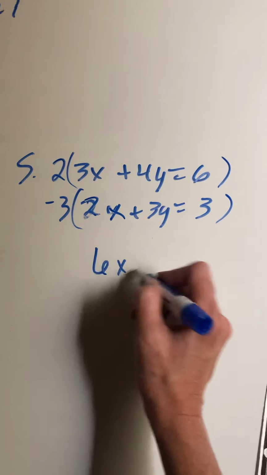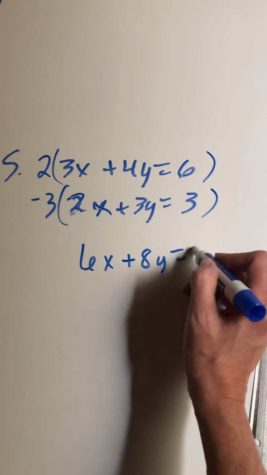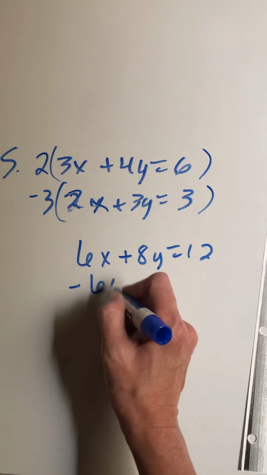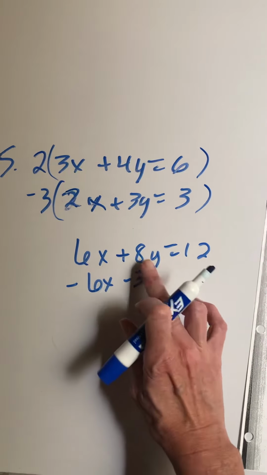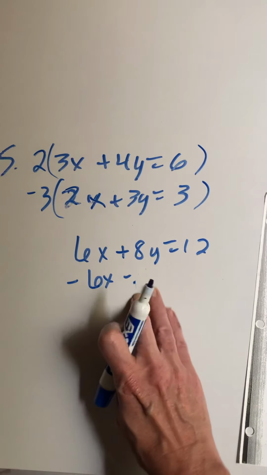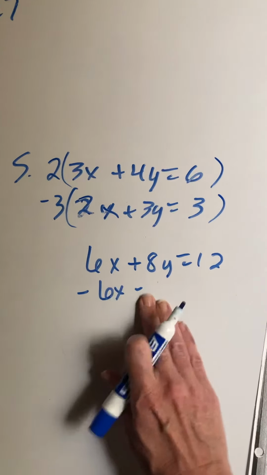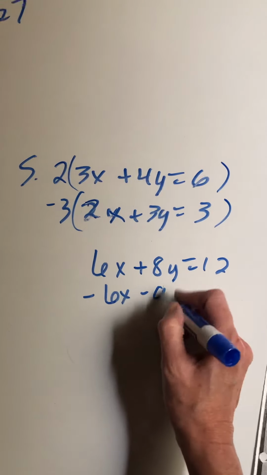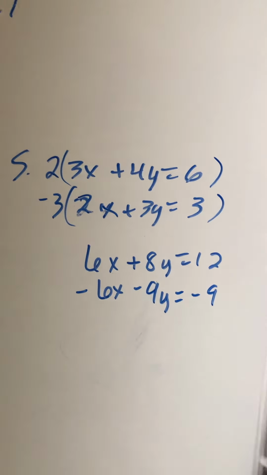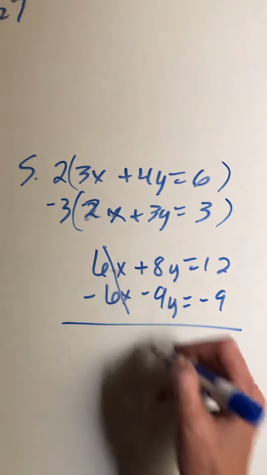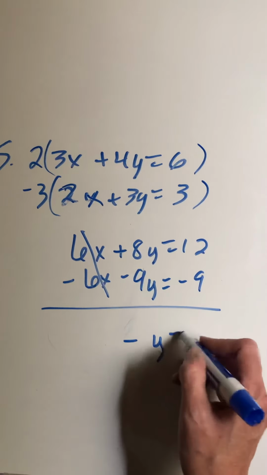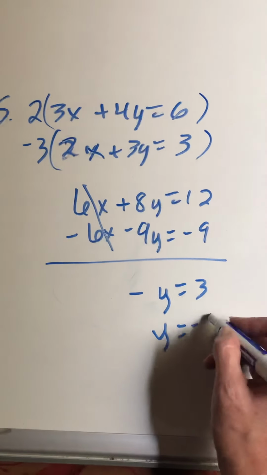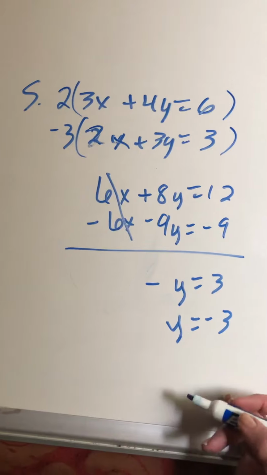So that's going to give me 6x plus 8y equals 12. And then negative 6x minus 9y equals negative 9. So then these cancel. I'm left with negative y equals 3. So y equals negative 3. I just changed the signs. It's like dividing by negative 1.